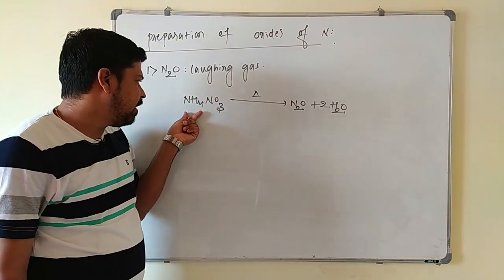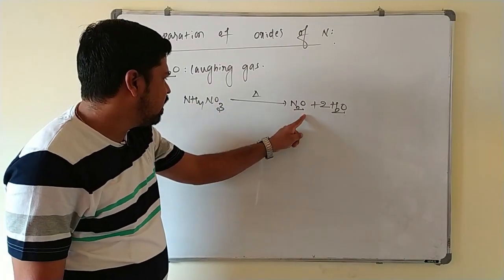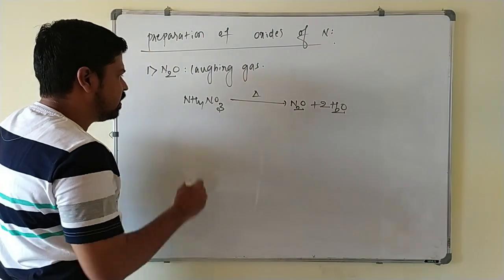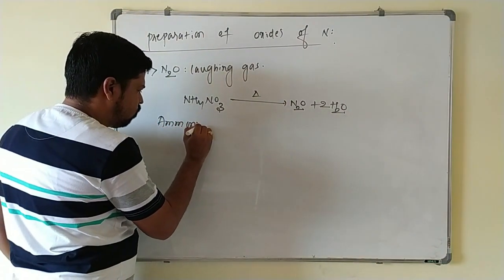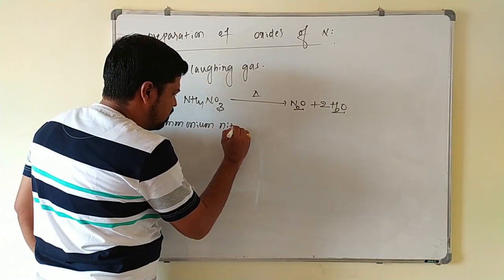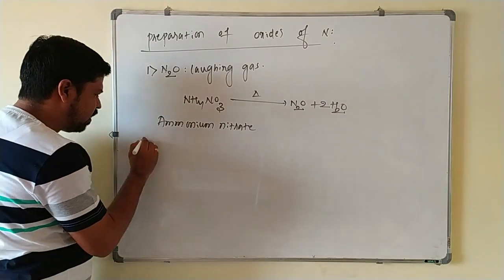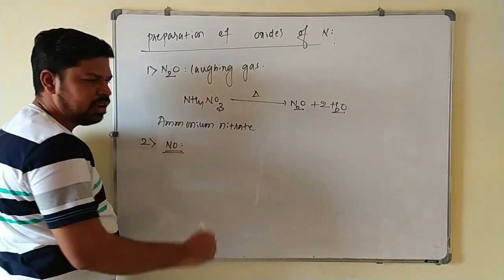On heating ammonium nitrate, it forms N2O, with 2 nitrogen and 1 oxygen, while 4 hydrogen combines with 2 oxygen to form 2 moles of water. Just by heating ammonium nitrate you will get N2O. Next, the second one, the preparation of NO.